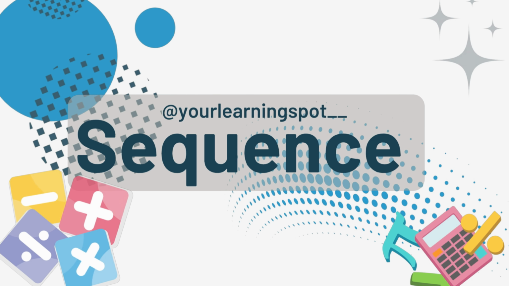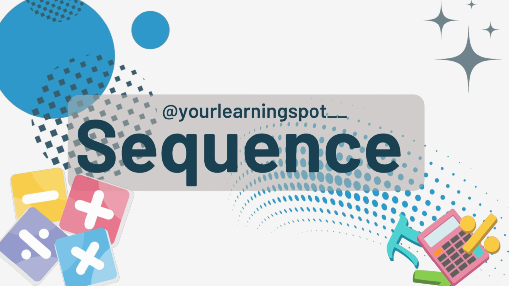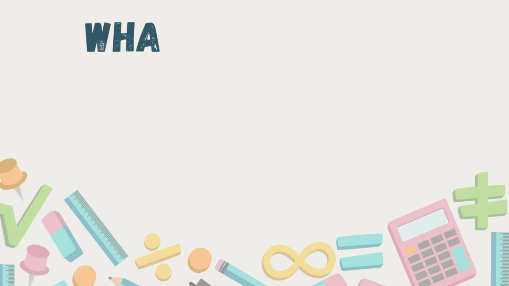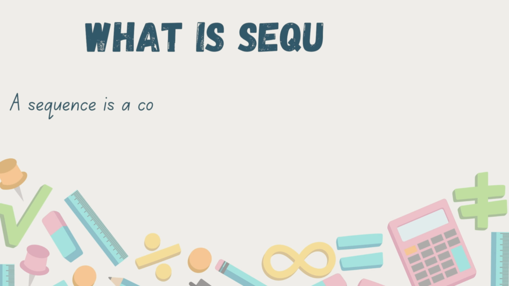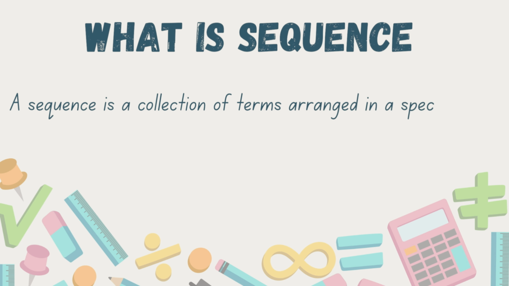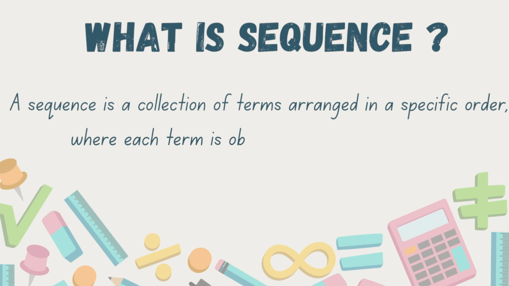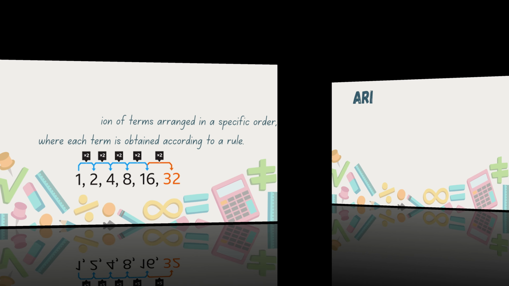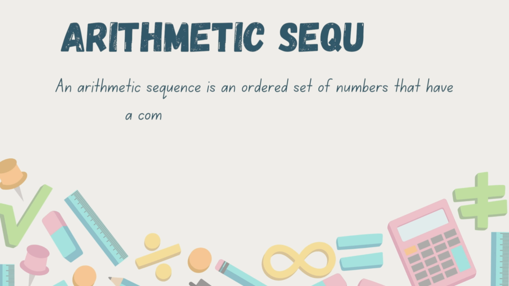In today's video, we are going to break down one of the most essential concepts in mathematics: sequence. What is a sequence? A sequence is a collection of terms that is arranged in a specific order where each term is obtained according to a rule. There are many types of sequence, but in this video, we are going to learn about arithmetic sequence.